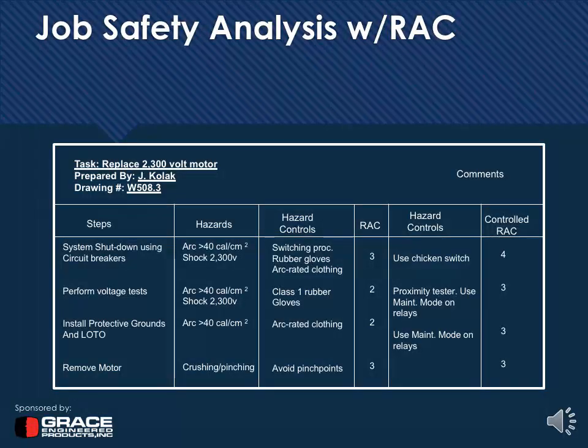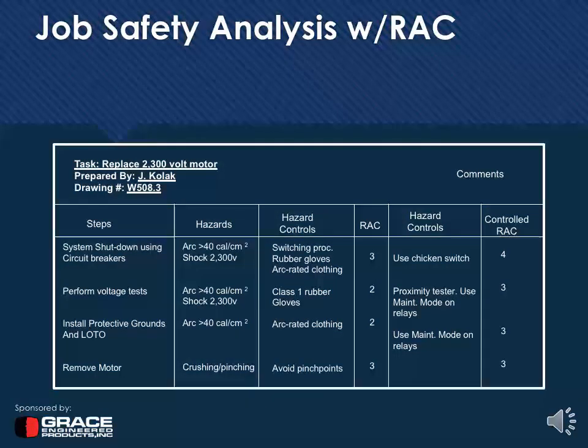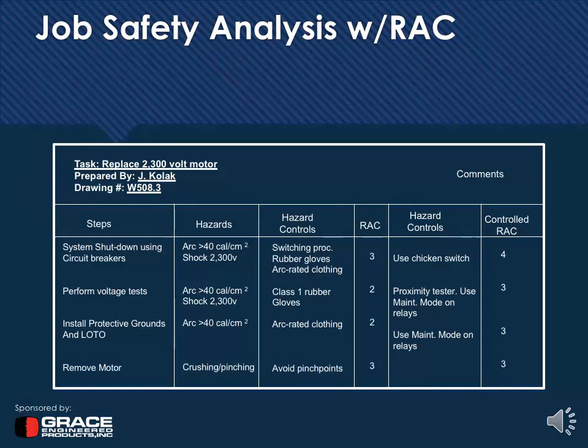Now, if we take a regular job safety analysis form and we add risk assessment to it, this would be something that we could use that would add power to the process. Now, this process is shown here and it's oversimplified. We've broadly oversimplified this, but the task that we're going to be doing and evaluating is replacing a high voltage motor, a 2300 volt motor in an industrial facility.